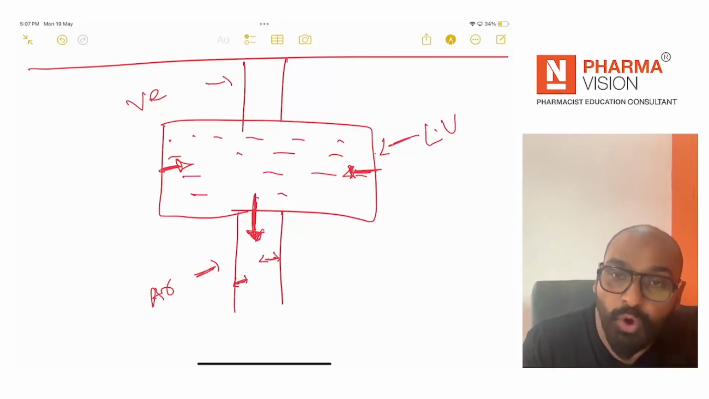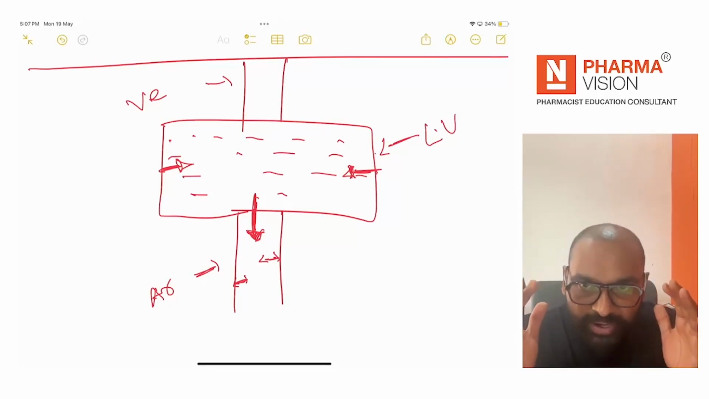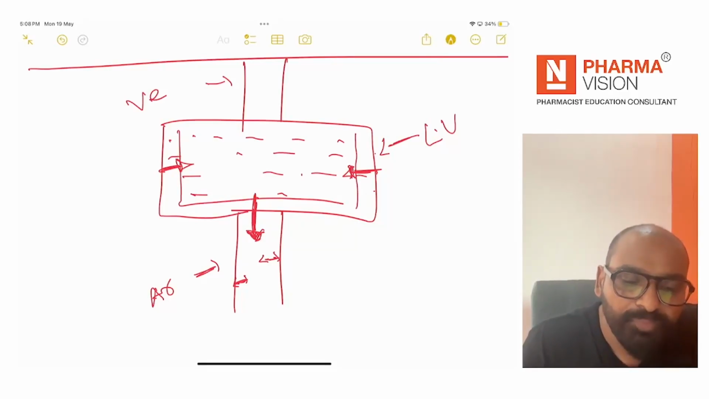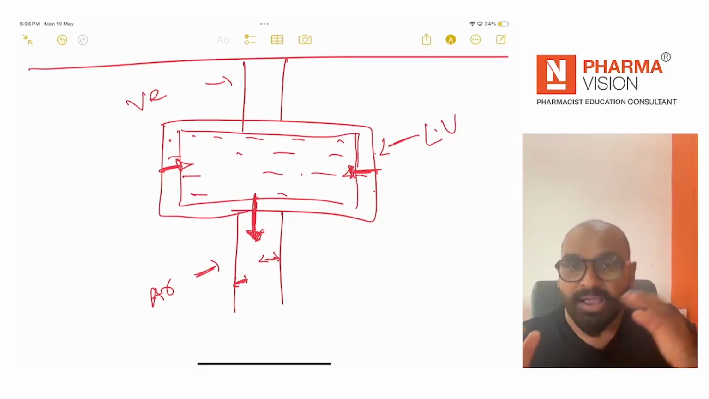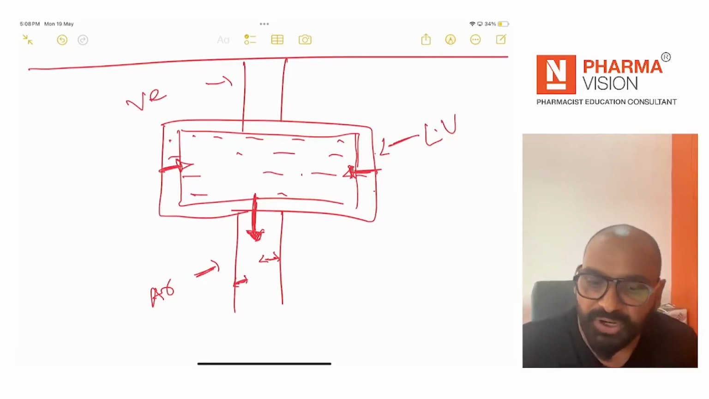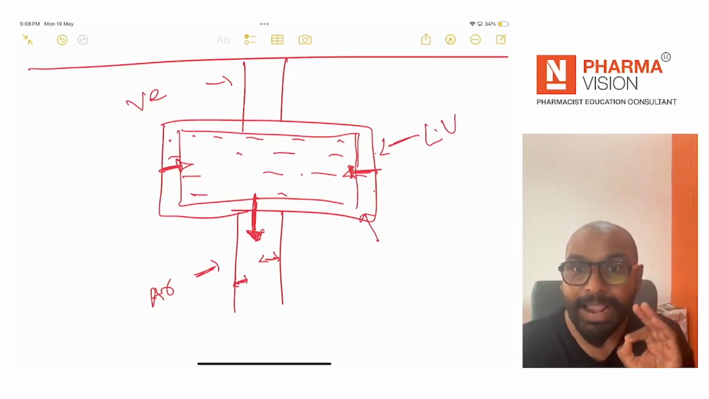That means this wall has to put more pressure on this fluid, and due to exerting more pressure, this wall has to become thicker. So if the wall is thick, it is going to exert more pressure. This phenomenon is called left ventricular hypertrophy.